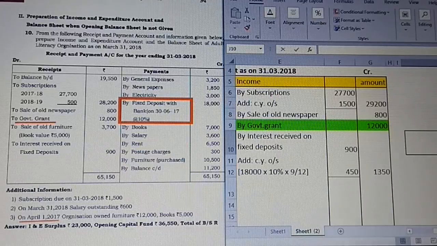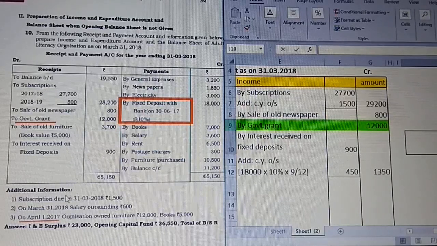It's very simple. Now going on to your receipt side, we are going to pick out only the income items. Just concentrate. Receipt side, the cursor which moves on, 17, 18, 27,700. This is the first item to be taken. I have just taken here 27,700. And current year's we need to add under the additional information. First item 1,500. Current year outstanding I have added. So I get 29,200. Next, all the rest items we are just going to copy and paste, that is post on the credit side.